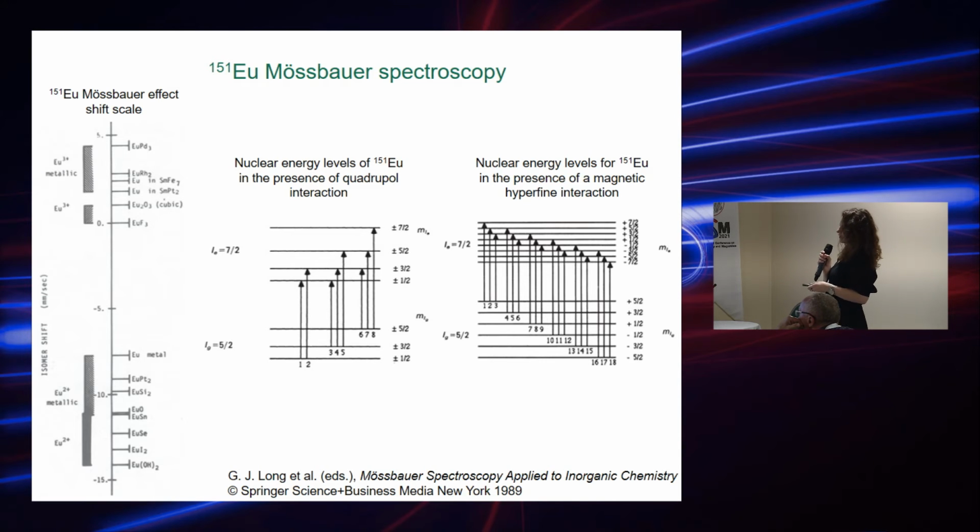Here we have the isomer shift scale of europium-151 in the Mossbauer effect, and we can see that europium 2+ is here, and the shift of europium 2+ is about 1, but europium 3+ is here, and the isomer shift for this element is about -10, so we can easily distinguish europium 2+ and europium 3+ in our compound. When we have a quadrupole interaction, we have 8 lines, but when we have a magnetic hyperfine interaction, we have 80 lines in Mossbauer spectroscopy.